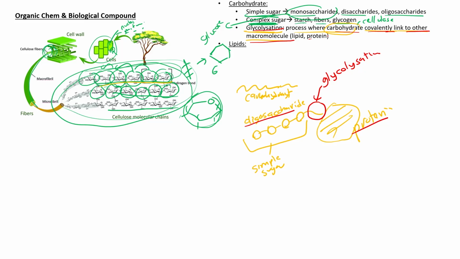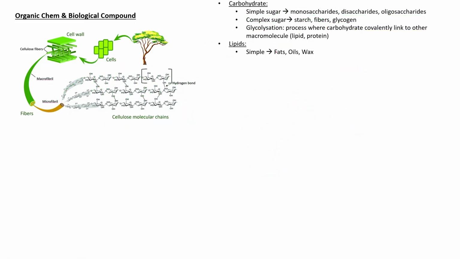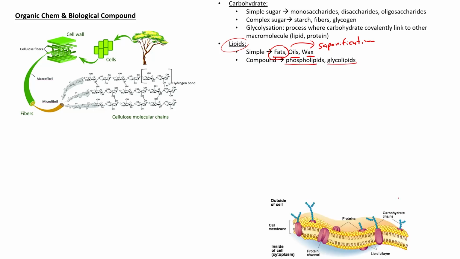Okay, so next we talk about lipid. Let me remove all the ink. Lipid is a fat. We saw these fats when we talked about saponification previously, the mechanism of saponification, making soap using the fat or oils. So examples of lipid are fats, oil, wax, and lipid can also be a phospholipid, glycolipid.